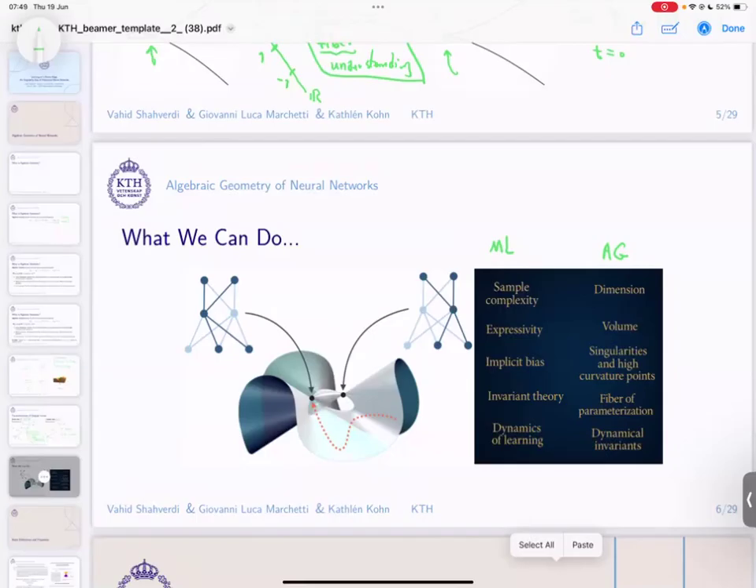And dynamics of learning. So what we have is that there is this big connection between sample complexity and volume and dimension of this set, this neuromanifold. Expressivity is also connected to dimension and volume. So the third part that I'm going to discuss a lot today is implicit bias, that is related to the singular points of the neuromanifold, fiber of the parameterization, and invariant theory and dynamics of learning and dynamical invariance.